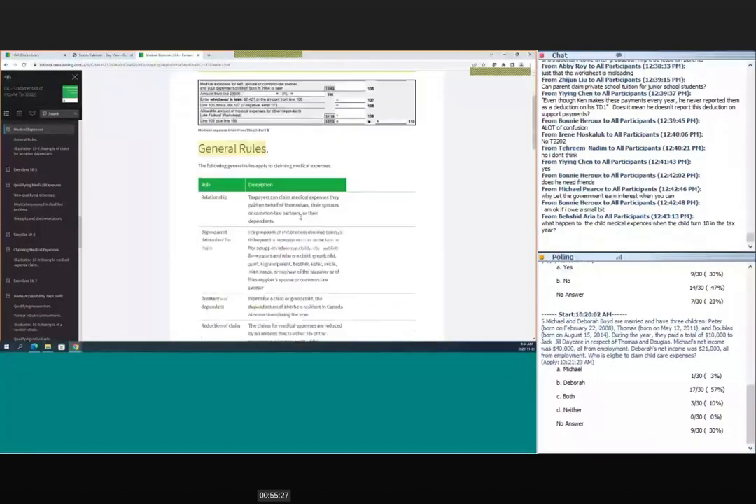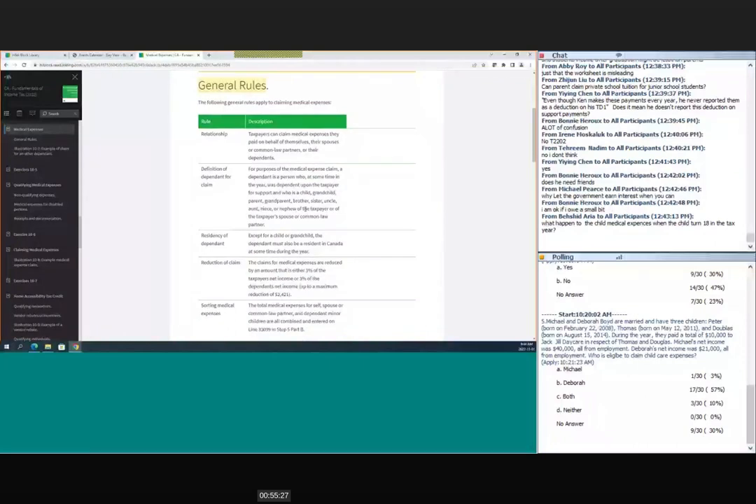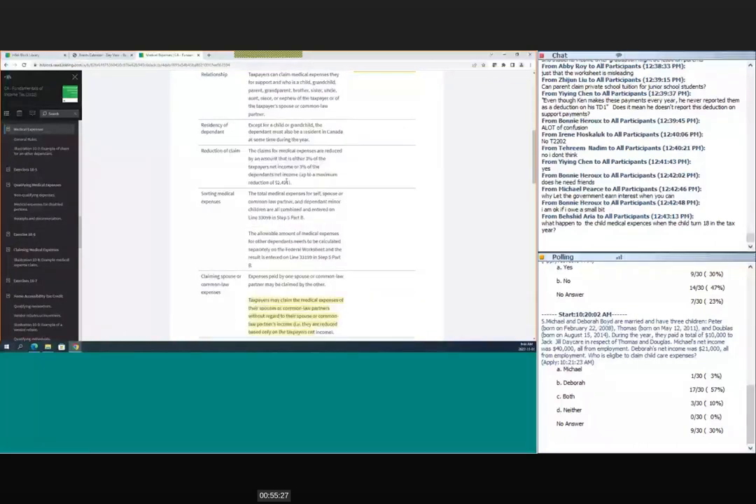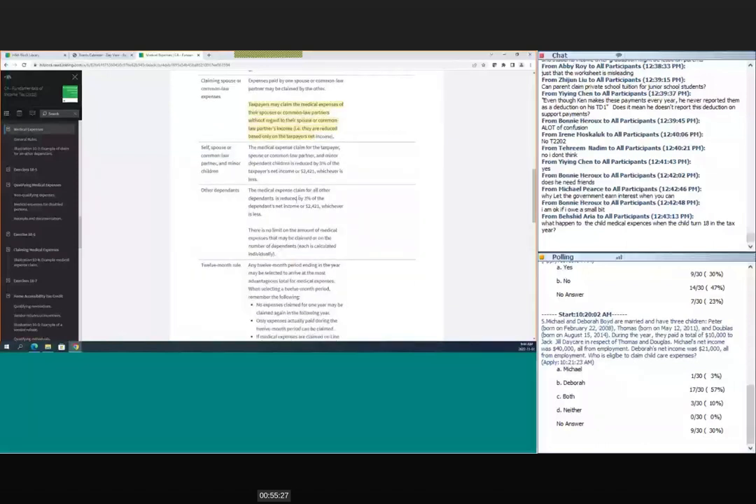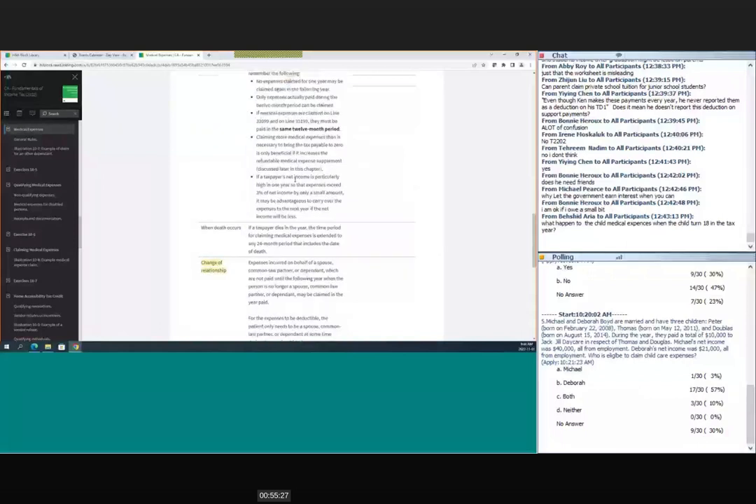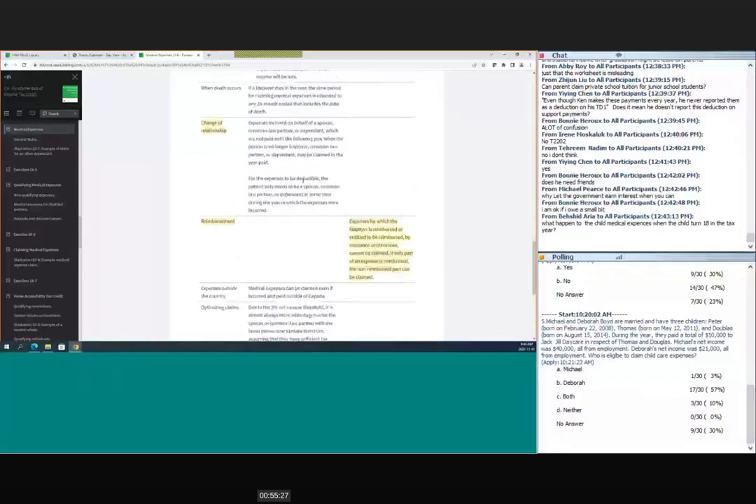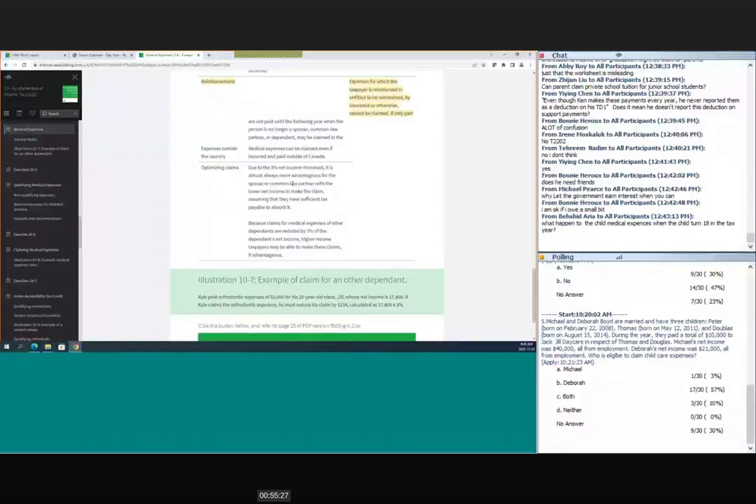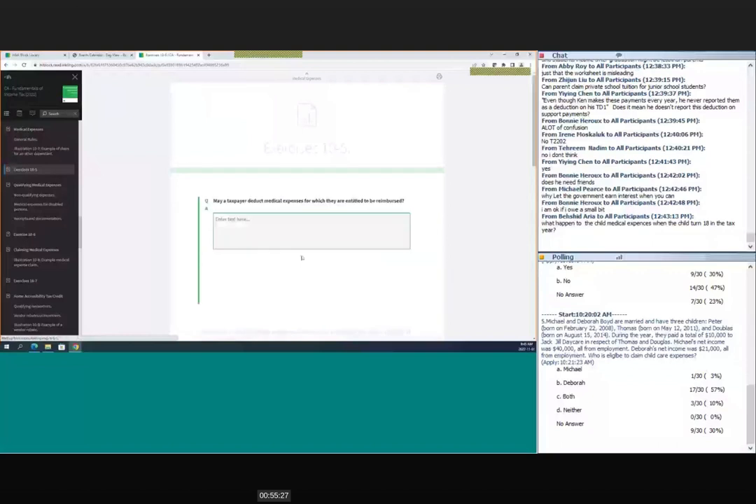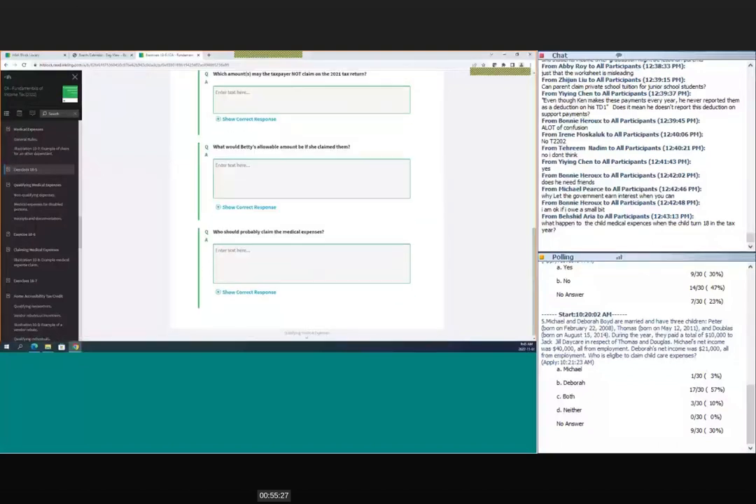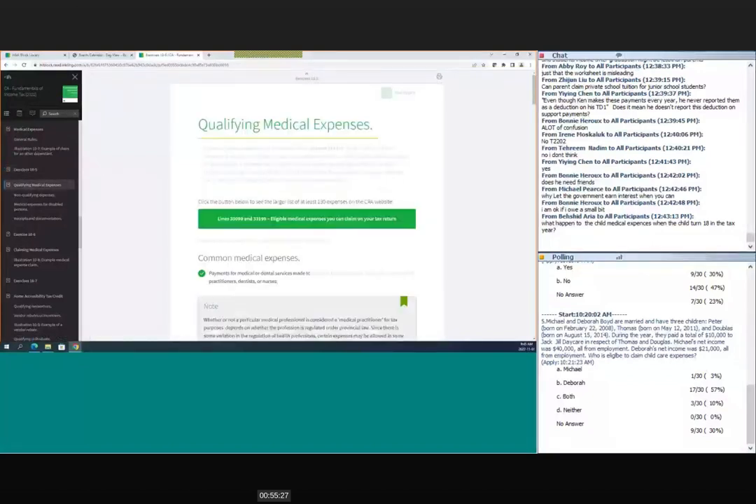General rules here. What's a dependent? So it does explain that. I guess it can be tricky. You know what? I've got to tell you, when you don't have a lot of medical expenses, it doesn't get audited, so there could be a lot of people doing this incorrectly.